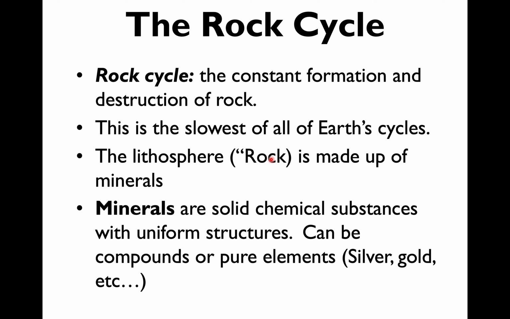So what we mean by rock is the lithosphere. That layer on top of the earth is made up of all these types of minerals, large variations of minerals. These minerals can be compounds, something like iron oxide, or they can be pure elements, silver and gold, but mostly compounds. They have some sort of uniform structure, usually crystalline, and they're a combination of many different types of elements. So that's what we mean by minerals.